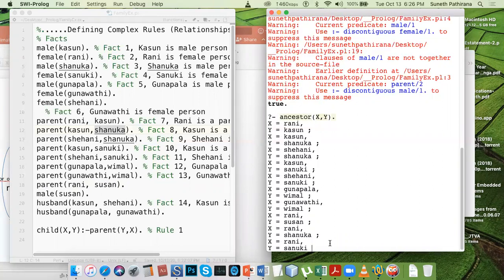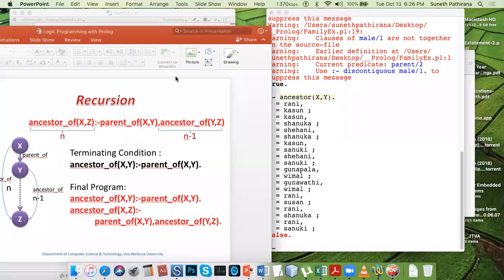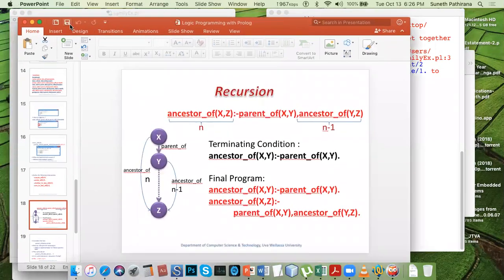So we'll look forward. Rani and Sanuki, of course, grandmother and granddaughter. That's all this program can figure out according to the facts we have provided. If we complete and make this program a comprehensive one, then you will find more relationships, even the grandchildren and grandparents. Okay, so that is what we call the recursion.